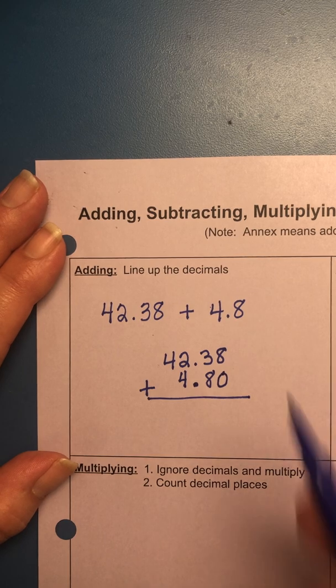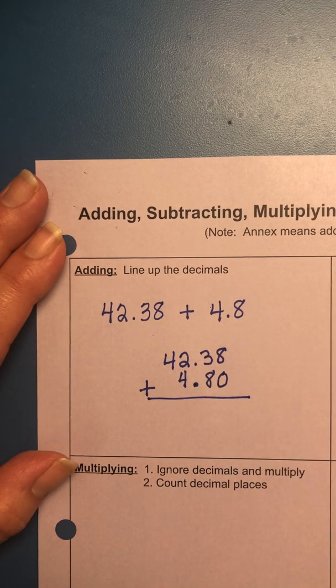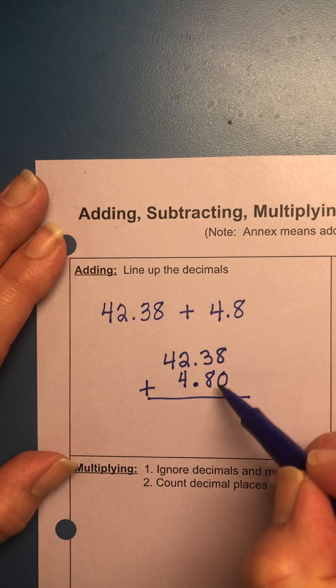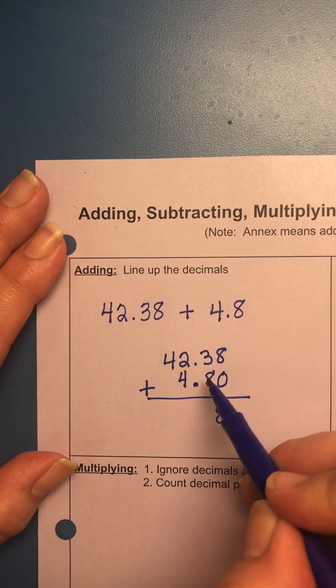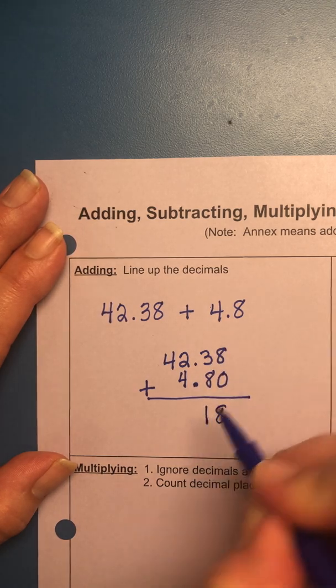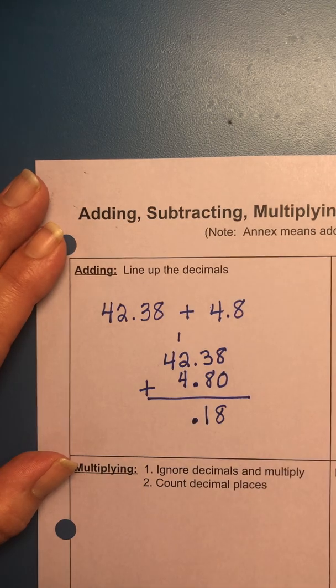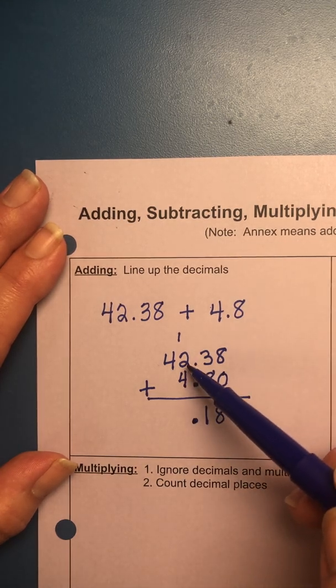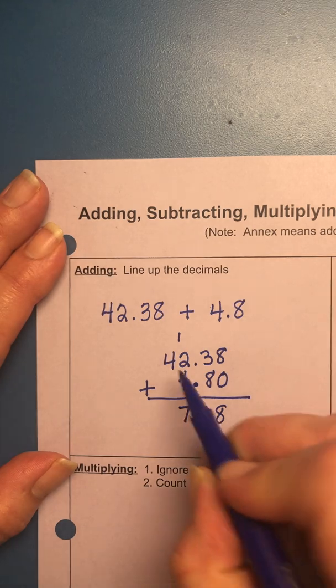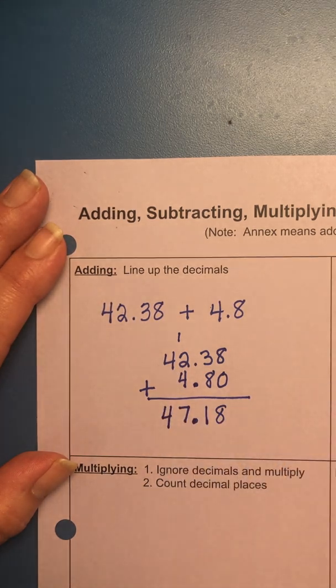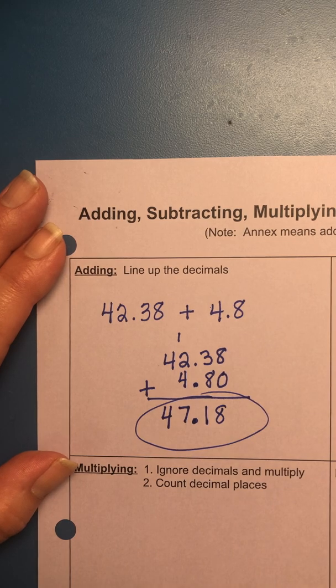Okay, now I can add this up just like I did when I was adding up whole numbers. I can say 8 plus 0 is 8. 8 plus 3 is 11. Carry the 1. But see now where my decimals are, I'm going to keep those lined up, put it right there. 4 plus 2 is 6, plus 1 is 7, and 4 and nothing is 4. So the answer is 47.18, or 47 18/100ths. Okay?